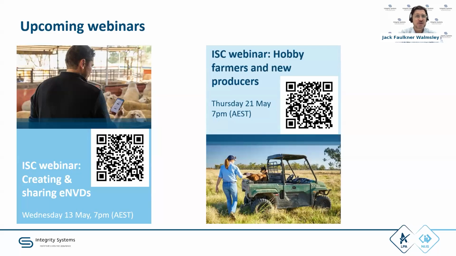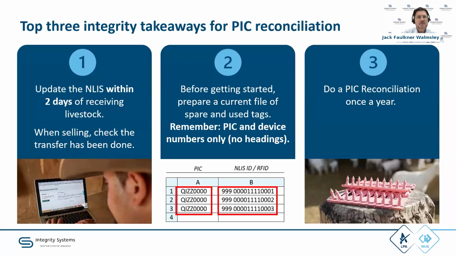So I just want to cover off the 3 main takeaways from this session. One is to make sure you update the NLIS within 2 days of receiving livestock. When selling, check that the transfer has been done. The second one is before getting started, prepare a current file of spare and used tags. Remember, PIC and device numbers only, no headings. And third, do a PIC reconciliation once a year.